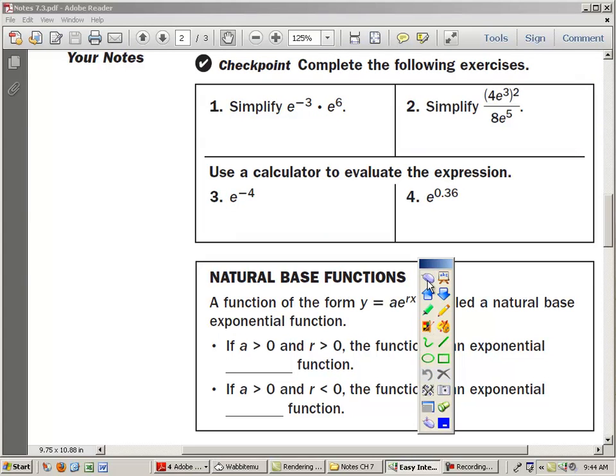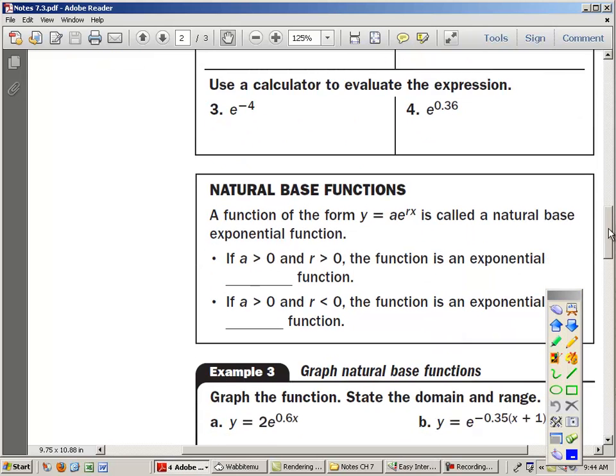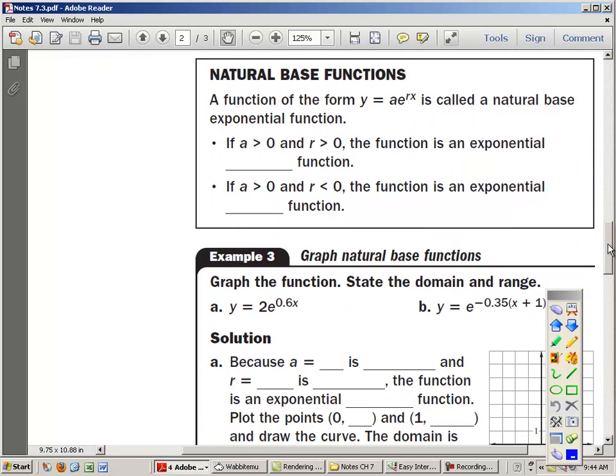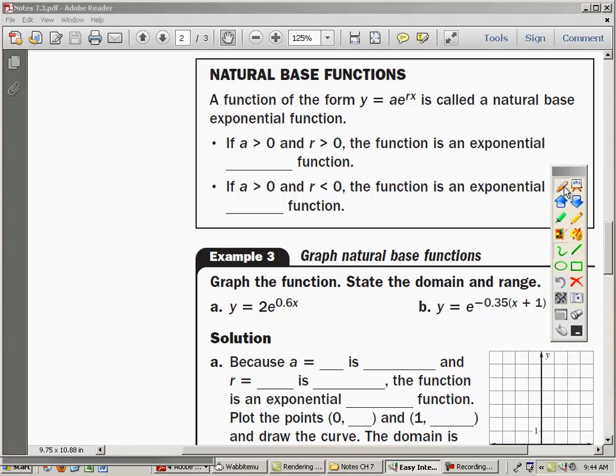Okay? All right, so let's look at natural base functions. Natural base functions really have a little bit to do with this idea. It says a function of the form y equals a e to the rx is called a natural base exponential function because the base is e. So since the base is e, and obviously we said e is the natural base, then this is called the natural base exponential function.